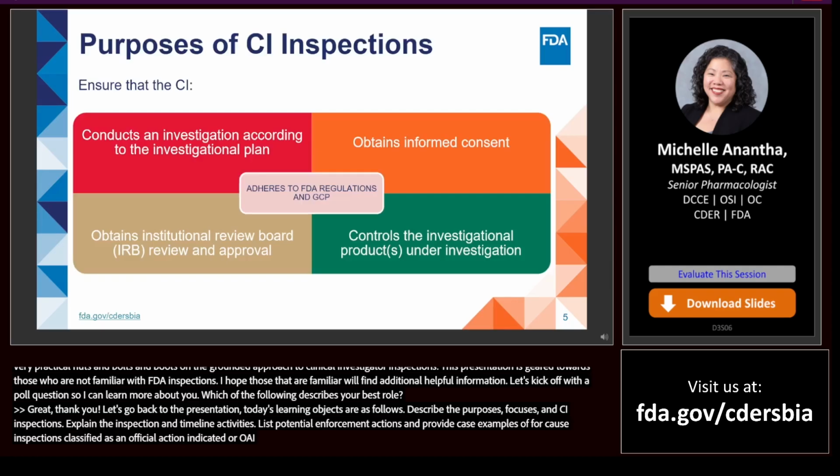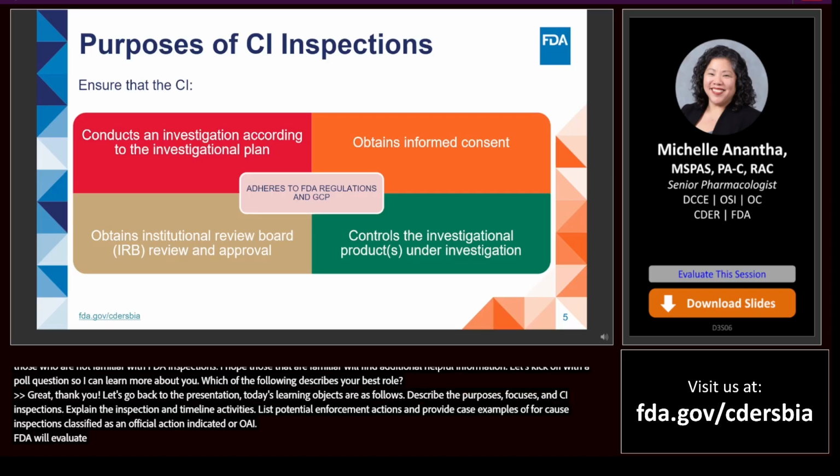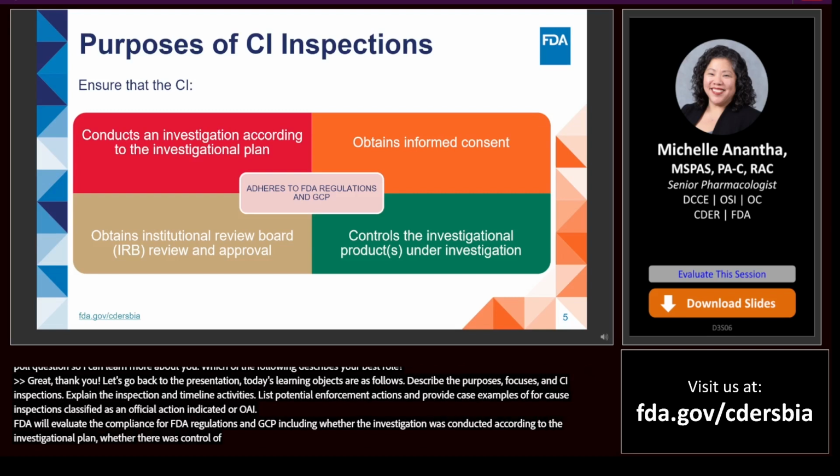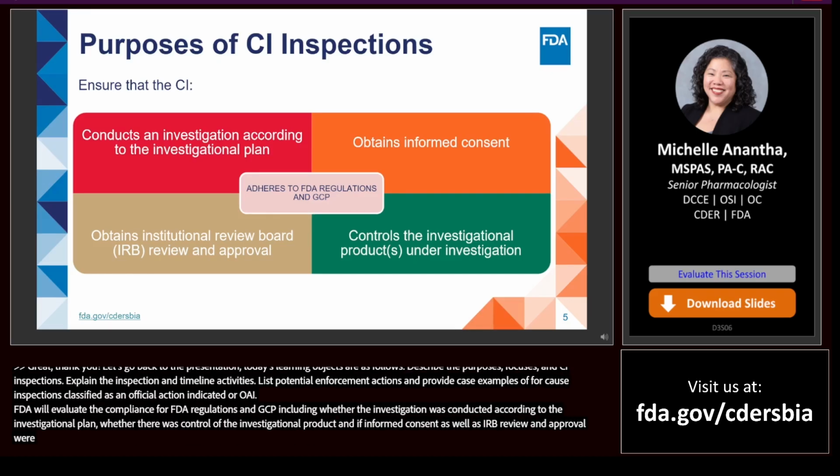FDA will evaluate the CI's clinical trial conduct for compliance with FDA regulations and GCP, including whether the investigation was conducted according to the investigational plan, whether there was control of the investigational product, and if informed consent, as well as IRB review and approval, were obtained. The goals are to ensure the rights, safety, and welfare of human subjects, as well as the reliability of the safety and efficacy data submitted to FDA in marketing applications.